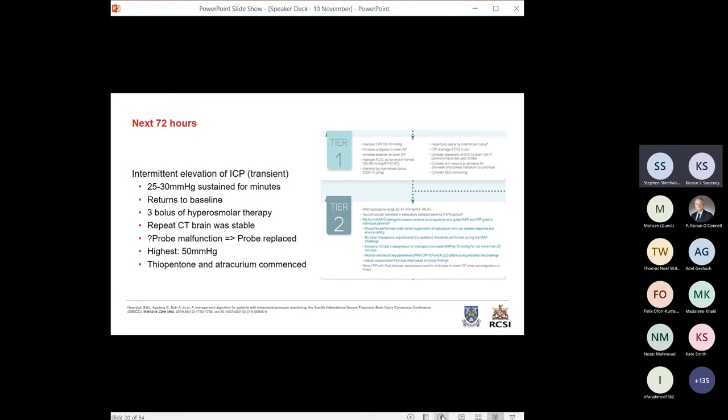The probe was changed and this again returned readings of high ICPs. He then underwent thiopentone and barbiturate coma and muscle relaxation and muscle paralysis. And this tier of treatment is to reduce the basal metabolic rate of the brain to reduce cerebral perfusion. And next slide, please.